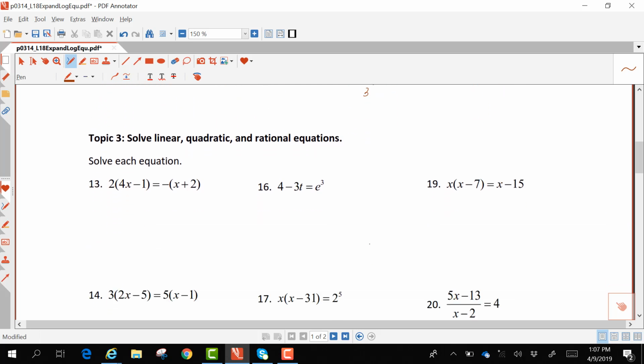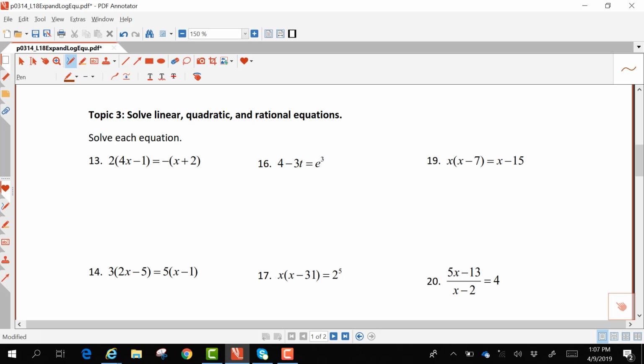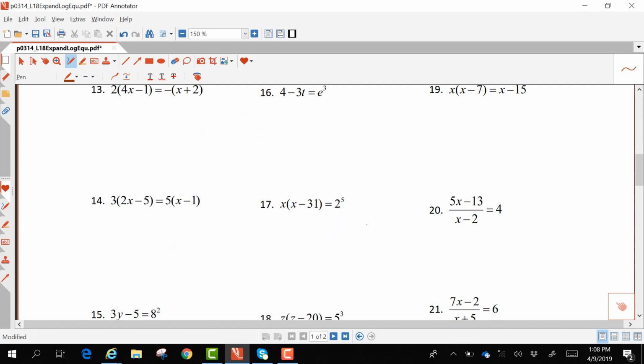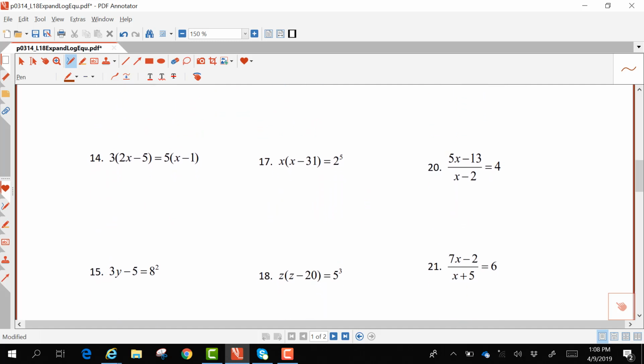Now we're going to be solving in topic 3, solving linear, quadratic, and rational expressions. Remember, quadratic will have something like an x squared term in it, or if your variable is a, it would be a squared. A rational is when you start having fractions. Linear would be x to the power of 1. So when we approach the solving process for linear, quadratic, and rational equations, they vary in levels of difficulty and in the way we process them.